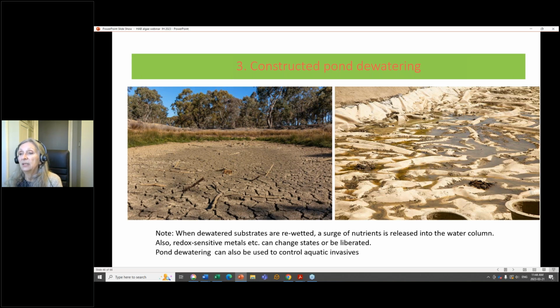Also bear in mind that redox sensitive metals, that's reduction and oxidation potential, metals can change their states or be liberated when you dewater a pond. Dewatering can also be used to control aquatic invasives.